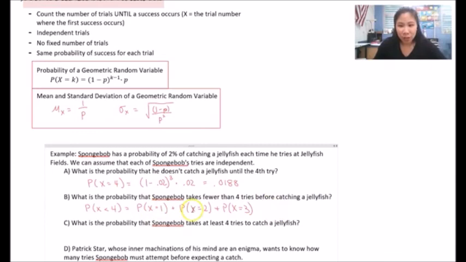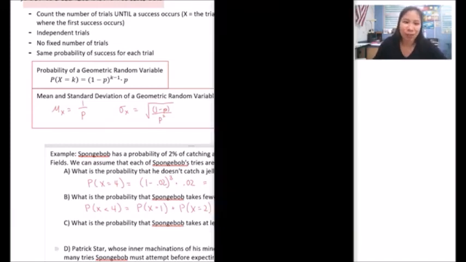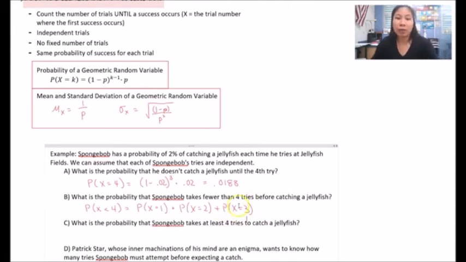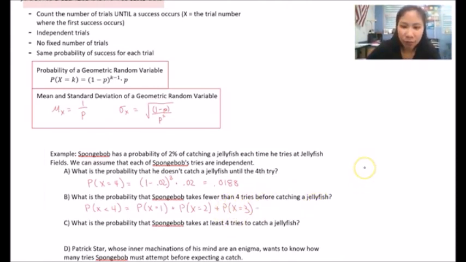So we can just find each of these geometric PDF probabilities separately and add them together, or we do the CDF version to have our calculator add everything up for us. So second vars, I want geometric CDF so that it's cumulative and adds everything together for us. So our probability of success is 0.02. The x value, so here we want our calculator to add up from 1 until 3. So I'm going to type in 3 here. Paste. And there we go. So 5.88% chance that SpongeBob takes fewer than 4 tries to catch a jellyfish.